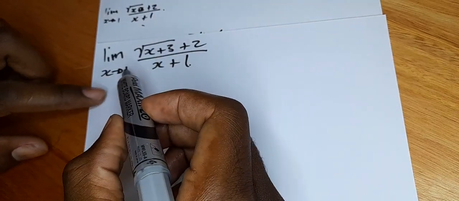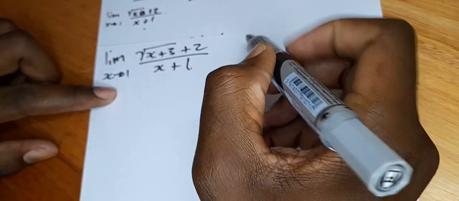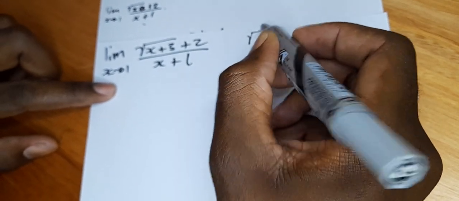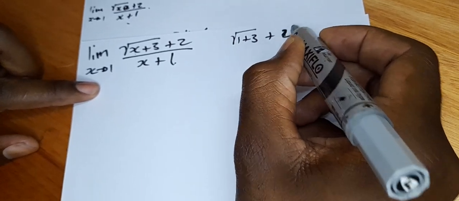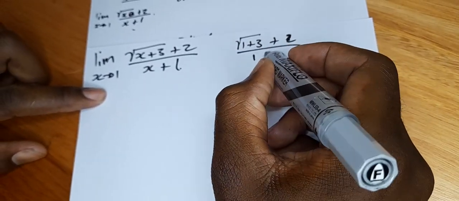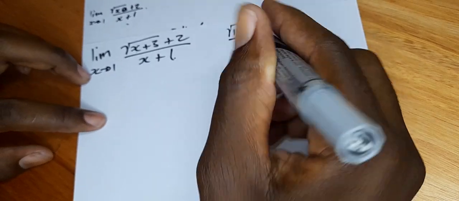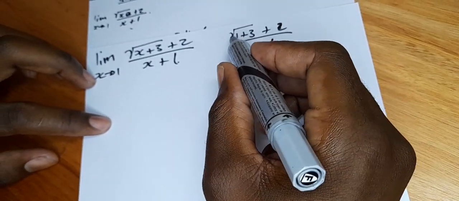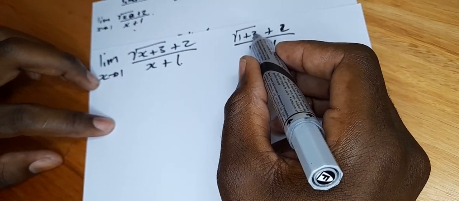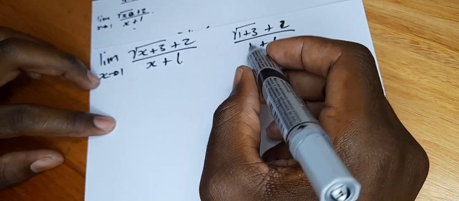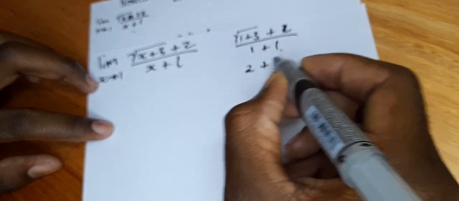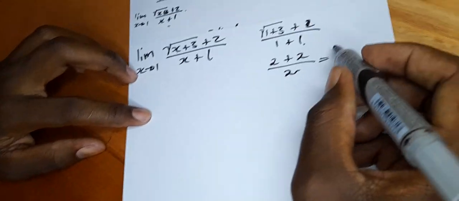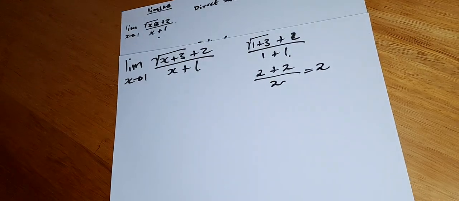So, number one, you have to do a direct substitution before you can attempt that question. We take our 1 and substitute it here. That means we have the square root of 1 plus 3, plus 2, all over 1 plus 1. The square root of 1 plus 3 is the square root of 4, which is 2. Then plus 2, all over 2. Now you can see that your answer will be equal to 2.